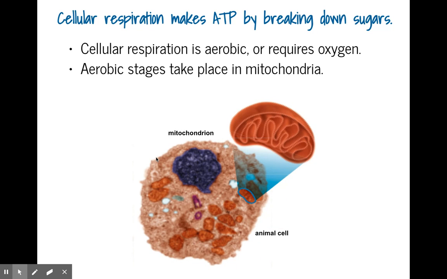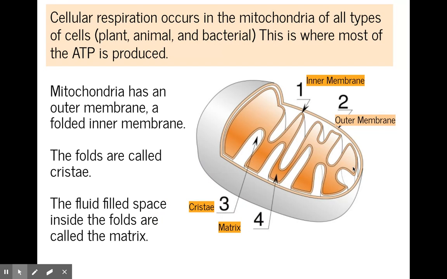Cellular respiration makes ATP by breaking down sugars. Cellular respiration is aerobic, or it requires oxygen. Aerobic stages take place in the mitochondria. So cellular respiration occurs in the mitochondria of all types of cells, plants, animals, and bacterial cells. This is where most of the ATP is produced.